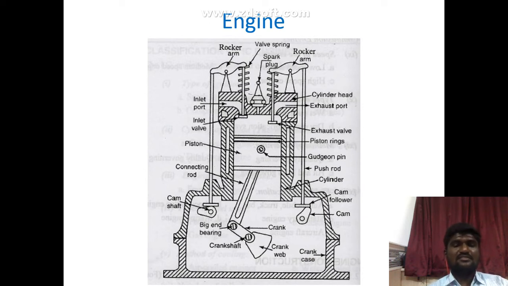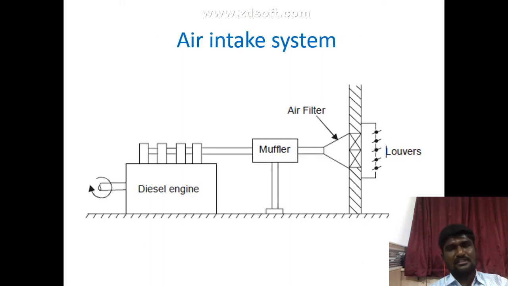The crankshaft of the engine is either directly coupled to the generator or coupled via a gearbox. After combustion, the burnt gases are exhausted to the atmosphere, right? So this is the engine. Next one is called the air intake system.